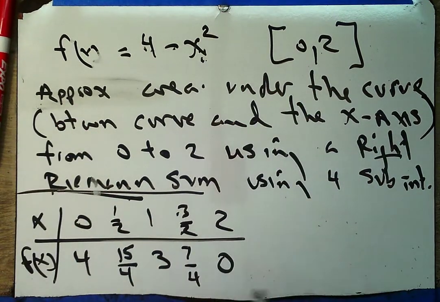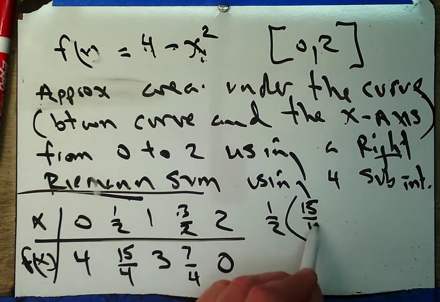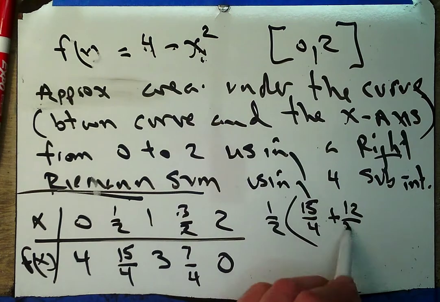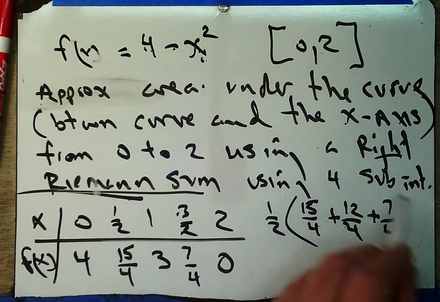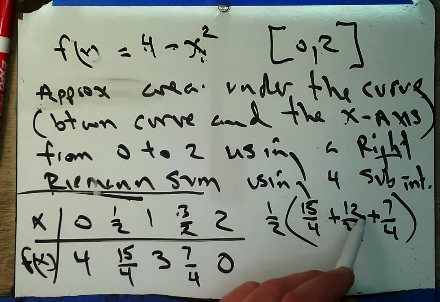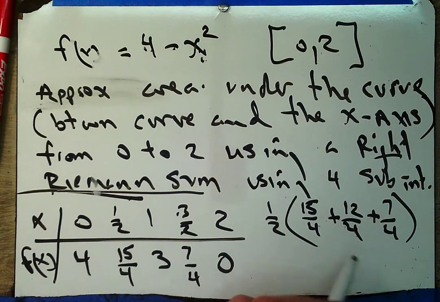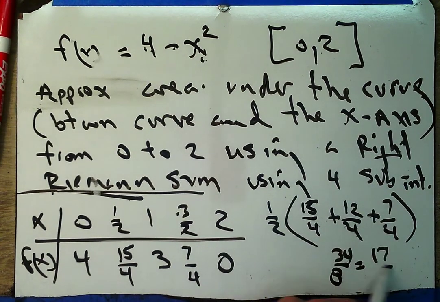So what will I have? Constant subinterval width, 1/2 times 15/4 plus 12/4 plus 7/4. So 34/4 times 1/2, which is 34/8, which I guess is 17/4. Okie doke, there's our right Riemann sum.